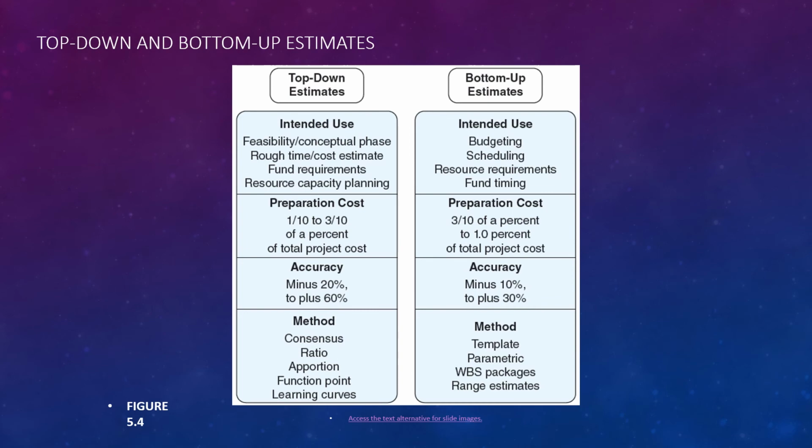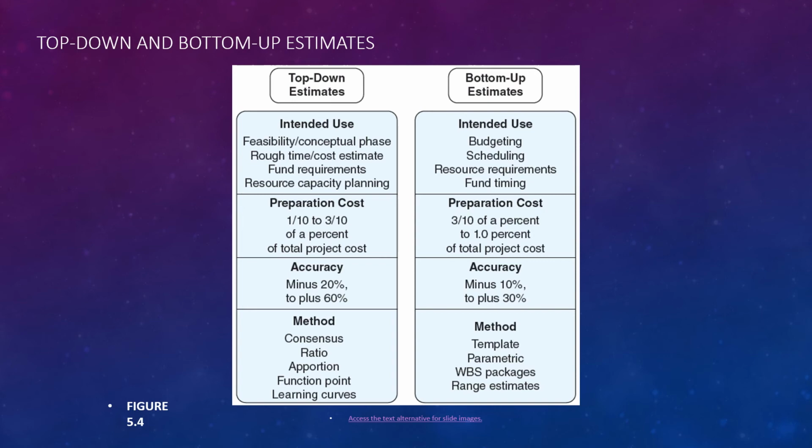So top-down and bottom-up estimates, intended use, feasible/conceptual phase. So does it make sense to move forward with this? What's the preparation cost? So 1/10 to 1/3% of the total project. So it's a pretty low cost. But the problem can be, it can be accurate -20% plus 60% is the range that can be acceptable. So you could be very, very different from what the cost is you've estimated. And there's those methods we talked about earlier.